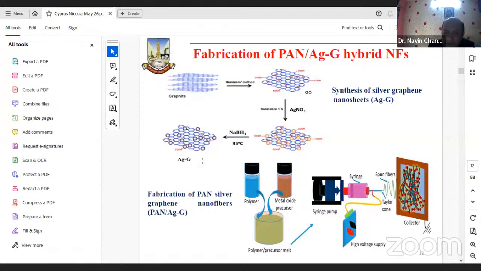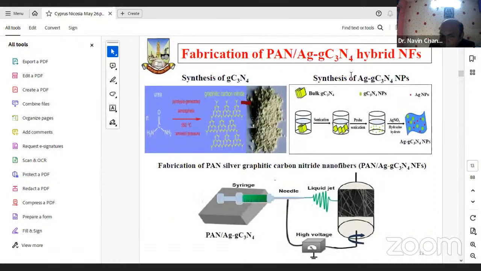Silver graphite is formed, and after the formation of this silver graphite solution, we can add it into the PAN, that is the polyacrylonitrile solution. We stir this solution or put the entire solution in the ultrasonication process for uniform dispersion, then transfer to the electrospinning technique. We have PAN AGG hybrid nanofibers.